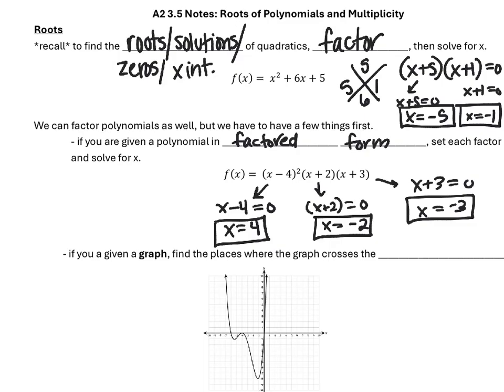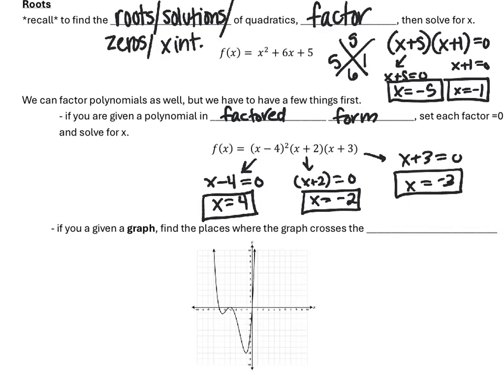So to find those roots, if it's a quadratic, we can use the x method. We could use quadratic formula. If we are given polynomials in factored form, you take each factor, set it equal to 0, and solve. So it's super nice when it's in factored form because it's really easy to solve, okay?